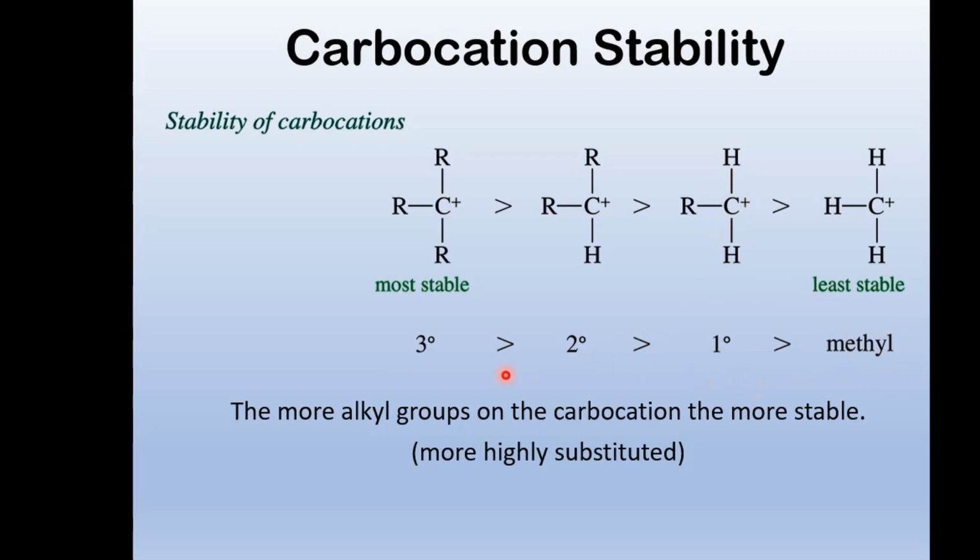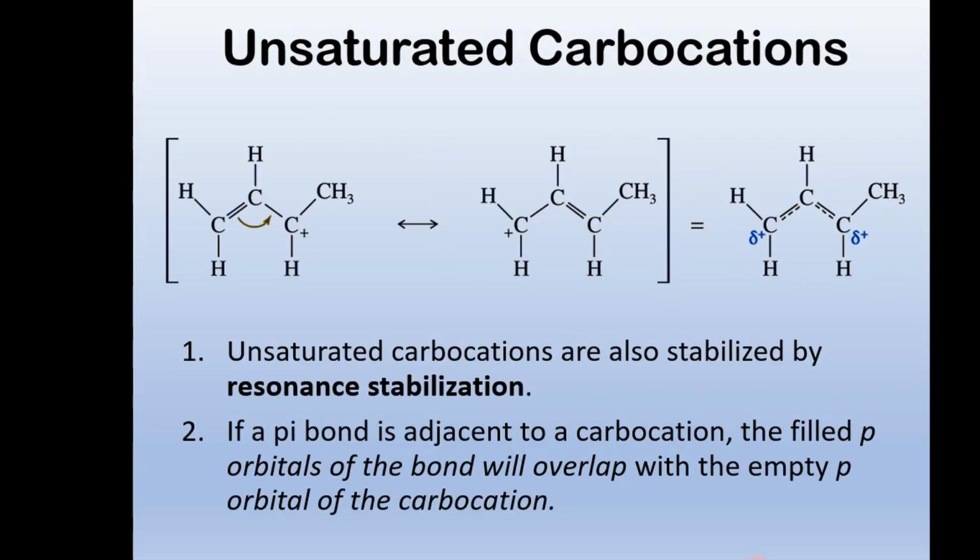So here's our trend in carbocation stability. And notice it follows right along with the radical stability. Tertiary alkyl radical is more stable than a secondary or a primary, and a methyl radical is the most unstable. So our favorite topic, resonance, because we can delocalize charge. That is a stabilizing theme throughout organic chemistry.